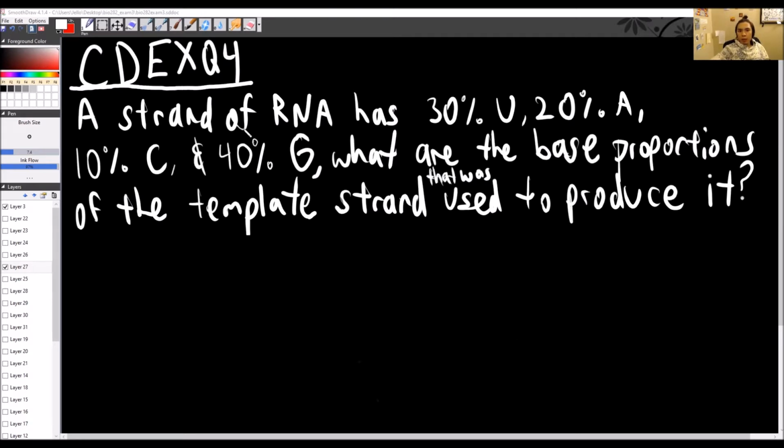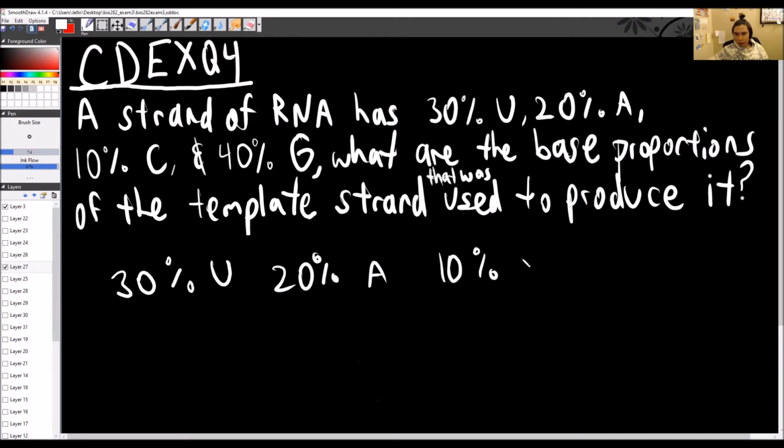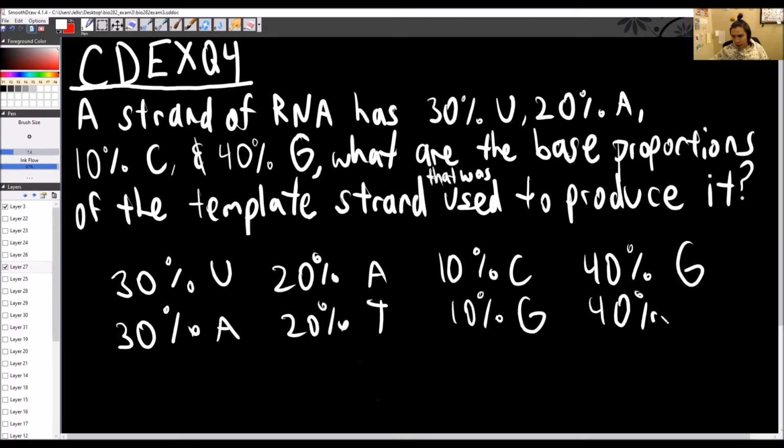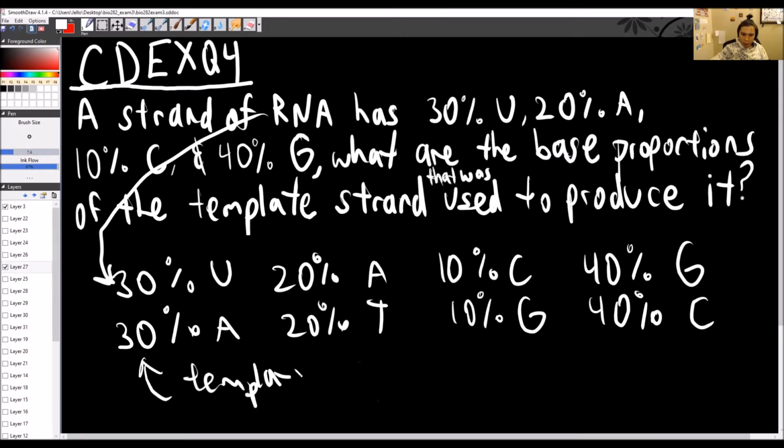So our template strand was complementary to our RNA, which means that we have the same complementary pairings. So let's just put it out. The 30% U, 20% A, 10% C, and 40% G. So because you have the complementary pairings, you would go with A, you have an AU like Australia, like gold. So there would be this one, 30%, and then T, and then 10% guanine, and then 40% cytosine. Where this was our strand of RNA, this would be the template one. And this would be the answer.